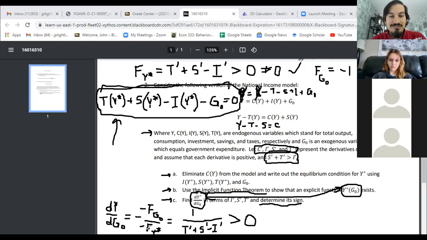Why would there be a negative on the bottom? Because you're taking the derivative of this with respect to g0 and of this with respect to y star. The derivatives will flip on the numerator and the denominator, and those make the negatives cancel. Trust me, it doesn't matter. It doesn't matter if you had negative, negative, positive, positive. You would get the same thing.